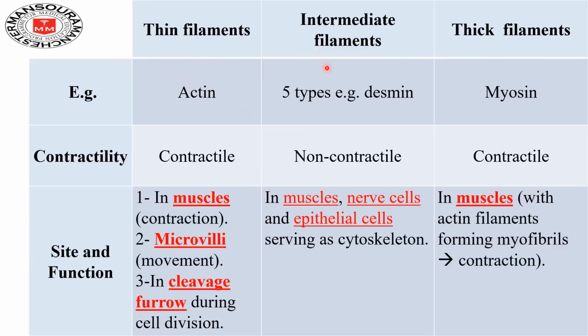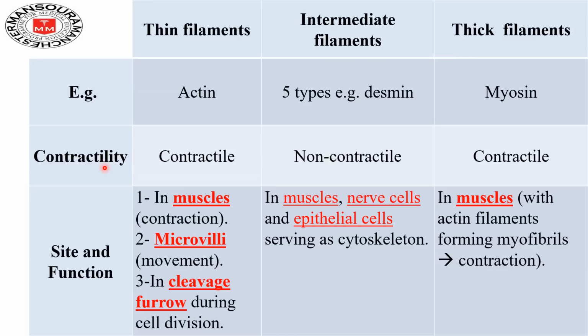Regarding the intermediate filaments, they are different types or different groups. We have 5 types of intermediate filaments. One of them, or just one example, is called desmin. So this is an example of each category: actin for thin, myosin for thick, and desmin for intermediate.